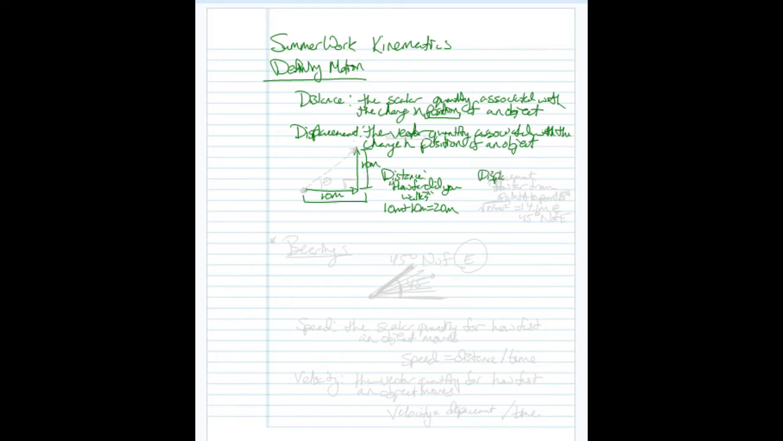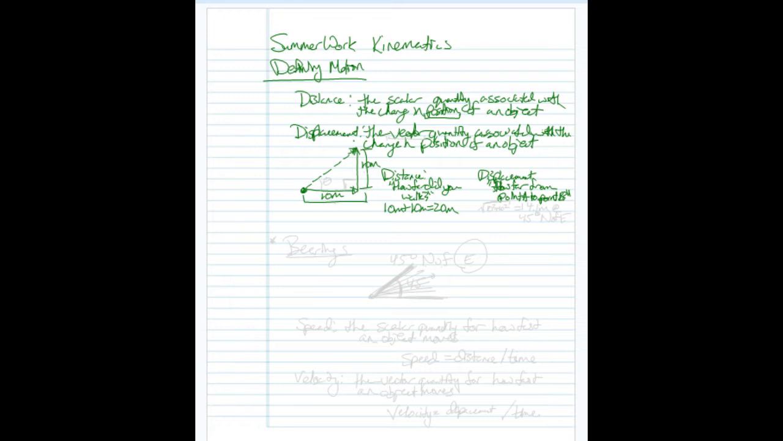Displacement is not so much how far you moved, it's how far from point A to point B. So how far did we move from this point to this point? Well, my distance traveled was 10, but there were other ways to get there. I could have cut the corner. I could have just walked straight across.